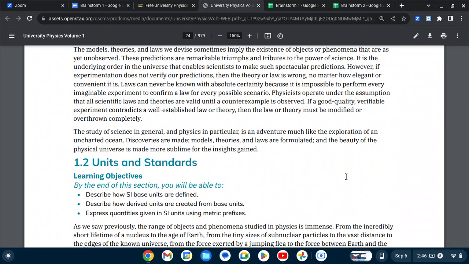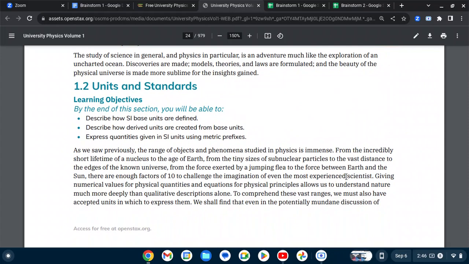Physicists operate under the assumption that all scientific laws and theories are valid until a counterexample is observed. If a good quality verifiable experiment contradicts a well-established law or theory, then the law or theory must be modified or overthrown completely. The study of science in general, and physics in particular, is an adventure much like the exploration of an uncharted ocean. Discoveries are made, models, theories, and laws are formulated, and the beauty of the physical universe is made more sublime for the insights gained.